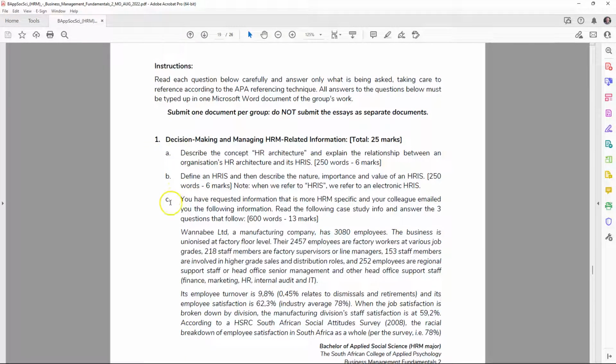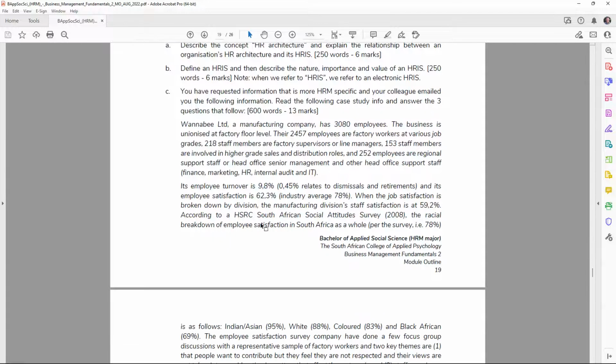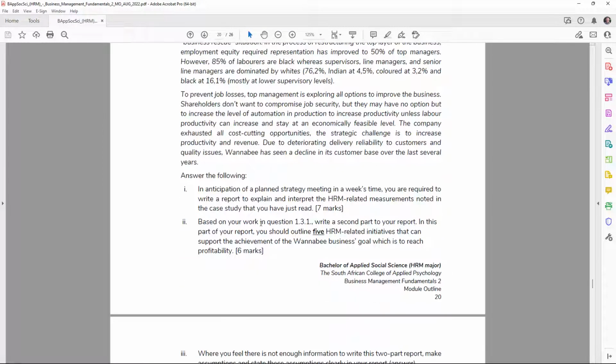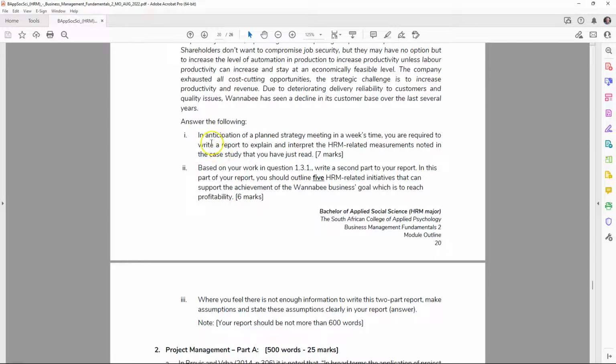Then question 1C is about a request for information that is more HRM specific, and one of your colleagues emailed you the following information, which is this case study. Read the following case study info and answer the 3 questions that follow. 600 words, 13 marks. I just want to scroll down. I think there might be some confusion around 'answer the 3 questions'. There's the case study, and then 'answer the following'. I think you really just need to work through these. I'll show you the model answer shortly.